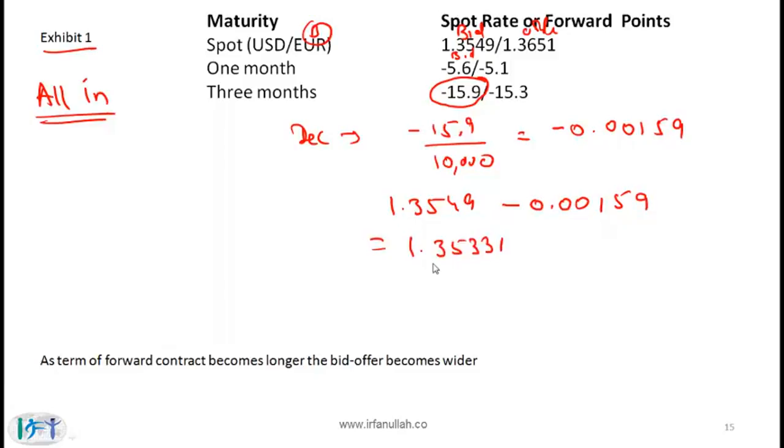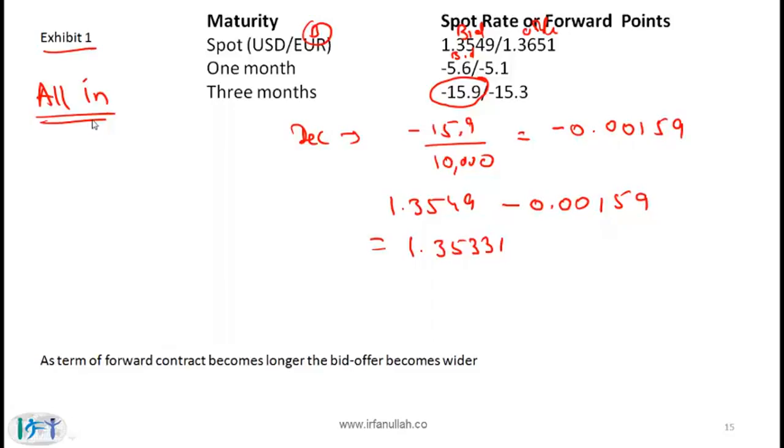So notice that the forward rate is lower than the spot rate, which is what you expect given that we have a negative number for the forward points, and we can tell based on this that the base currency is expected to weaken. So this means that the interest rate on the base currency must be higher than the interest rate on the price currency.